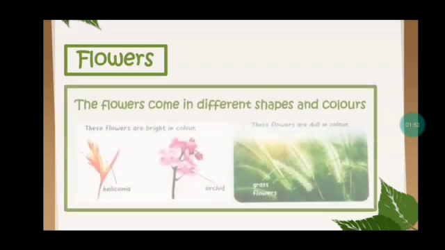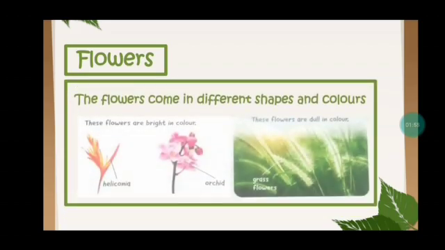Now let's see the next part. Okay, we have just discussed the root. Now we continue to the flower. The flowers come in different shapes and colors. You can see here the examples. Some flowers are bright, ada yang bright such as orchid, and some flowers are dull such as the grass flowers. Ada yang dull itu kusam, gelap ya, buram, and then some flowers are bright. This is an example of flowers that come in different colors.